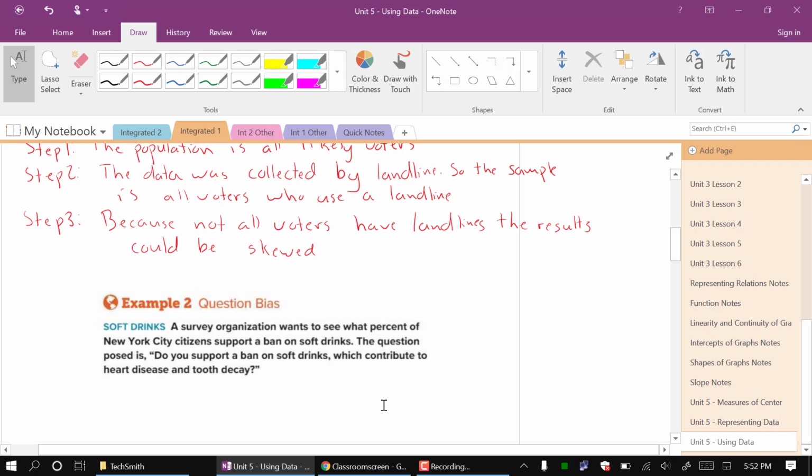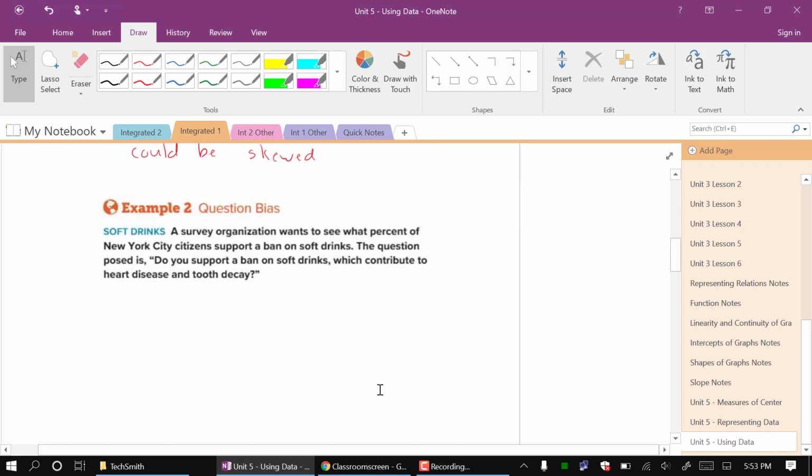Now let's take a look at question 2. For example 2, we want to see if there's a bias happening in our question. A survey organization wants to see what percent of New York citizens support a ban on soft drinks. The question posed is, do you support a ban on soft drinks which contribute to heart disease and tooth decay? So that's the question they're using. We want to identify if there's going to be a bias, and so we're going to identify the purpose of the question.